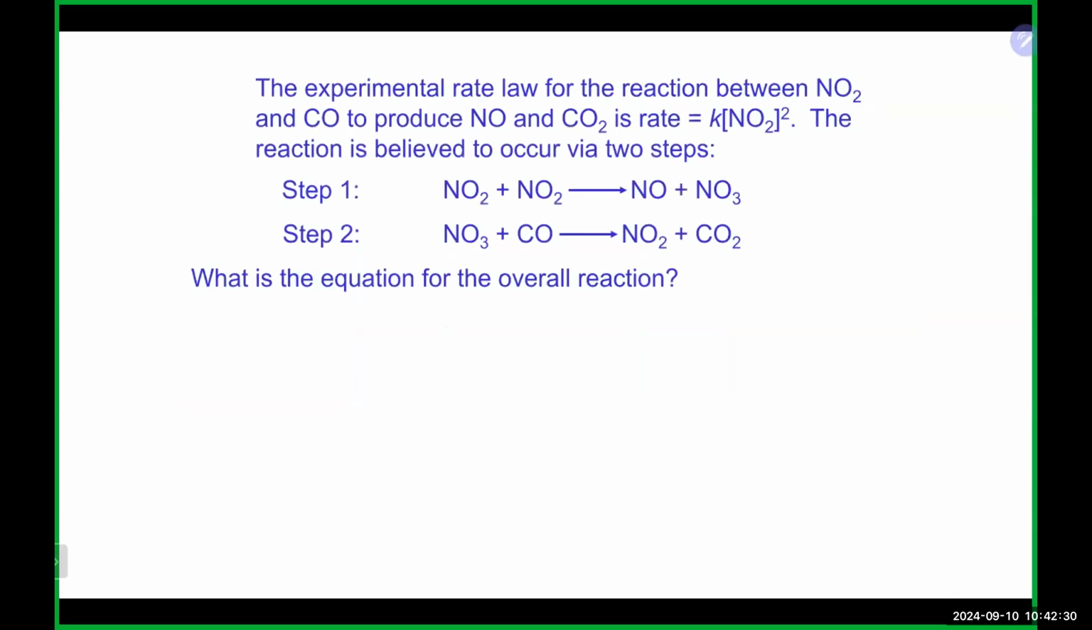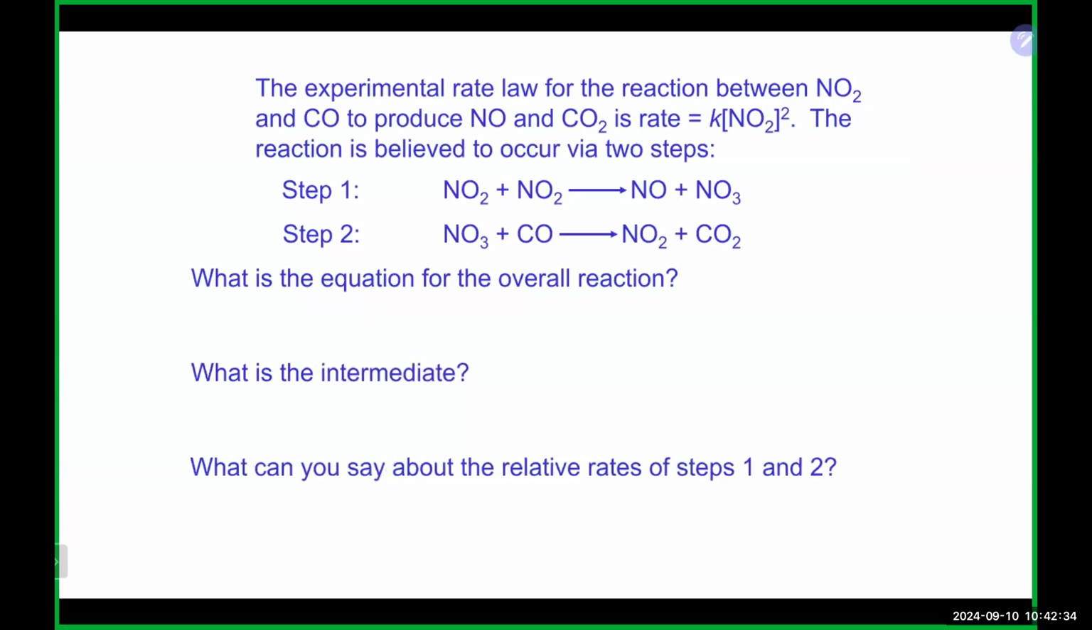So let's take a look at one here. Why don't you try it? What is the overall reaction? What in this case is the intermediate? And what can you say about the rates of step 1 versus step 2 based on the information that's given to you? The experimental rate law is the rate equals K times NO2 squared, and it hopefully happens through these two steps. Take a moment and see which answers you can get.